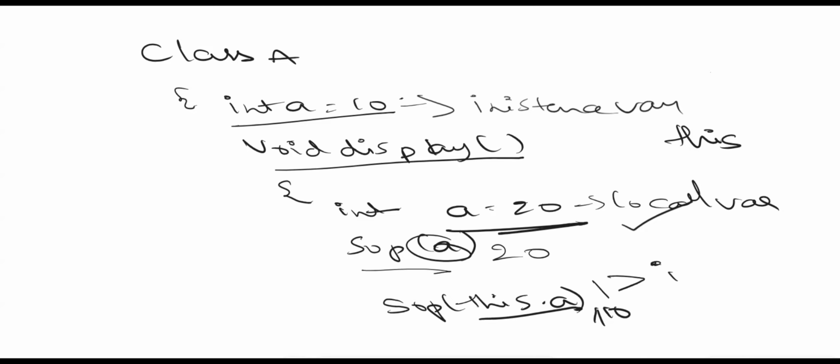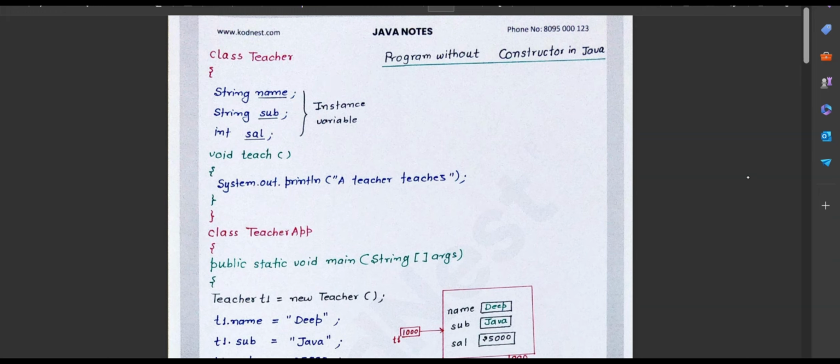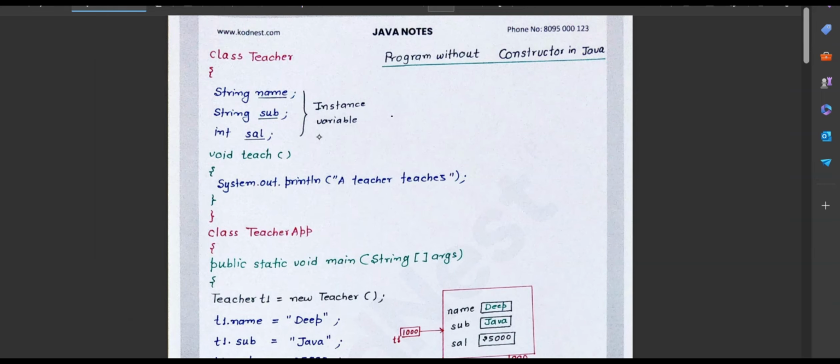So let's look at one example regarding the this keyword. This is an example for a constructor and the this keyword. First, see this class Teacher: string name, string subject, int salary. These are the instance variables. This is the program without constructors in Java. First see the difference between before and after the constructor. These are the instance variables, and a void teach with system dot out. Here they didn't give local variables; there may or may not be local variables.